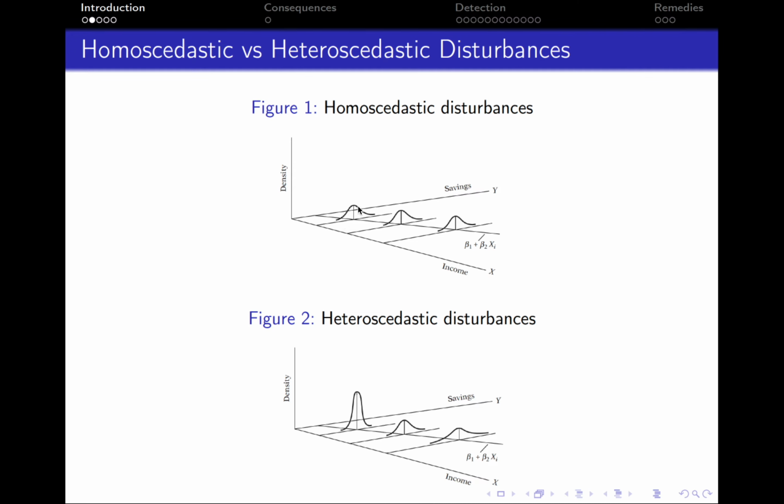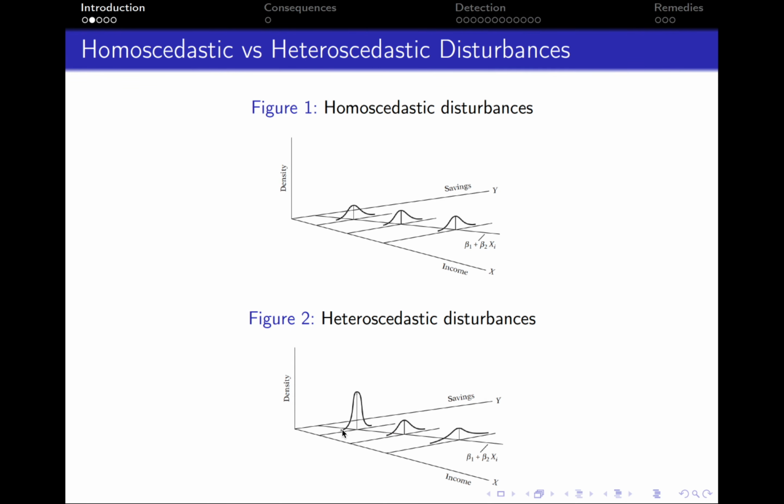If you look at those distribution graphs, you will see that they are exactly the same. For all the values of x, for all the values of income, the distribution of the error terms is the same, right? It is equal. However, when it comes to heteroscedastic disturbances, this is no longer true. If you look at this graph, you will see that the density function is no longer the same.